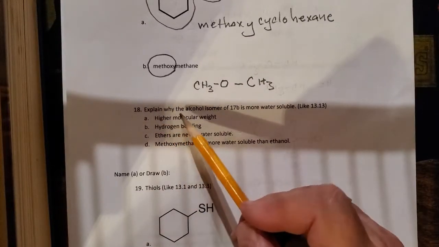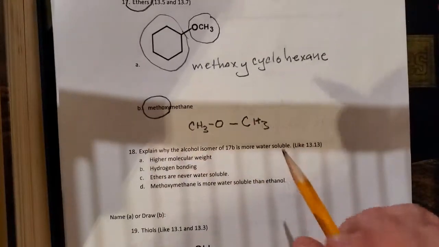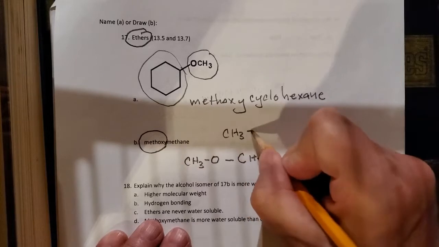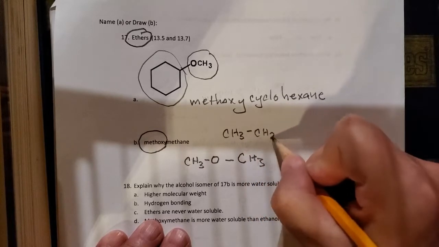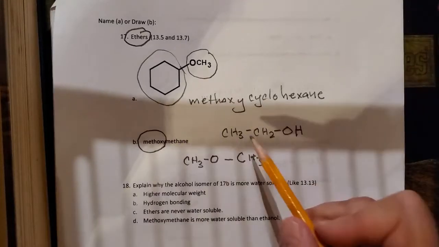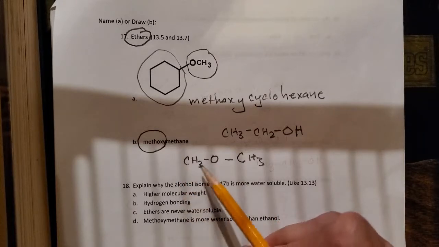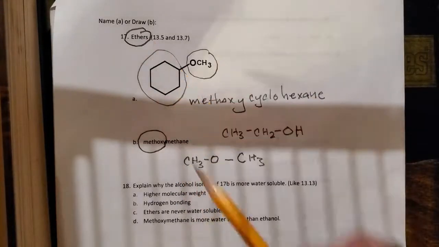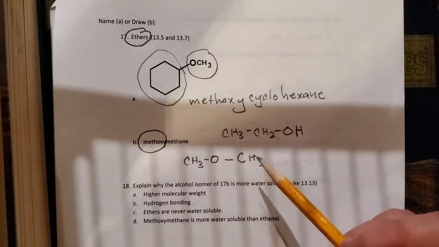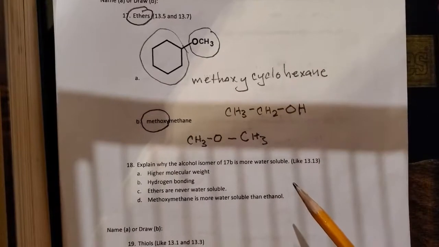Okay, explain why the alcohol isomer in 17B is more water soluble. Well, the alcohol isomer is going to be this, which is ethanol. This is ethanol, the alcohol. This is methoxymethane, the ether. And you remember from trends that alcohols are more soluble than ethers.